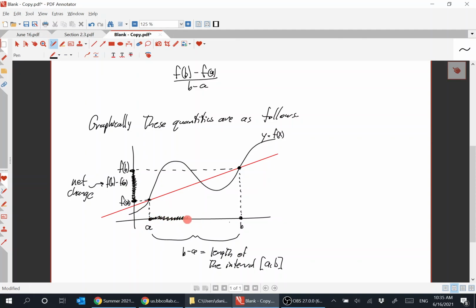That's that length right there, and then the slope of the red line that connects those two points is the average rate of change. So that's the rise, f of b minus f of a, over the run, b minus a. All right, rise over run. Total change divided by the length of the interval. So that's the average rate of change.